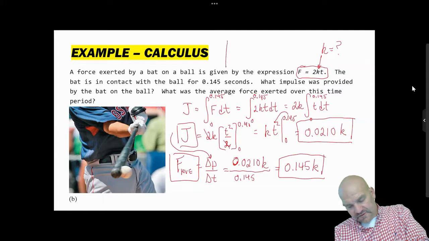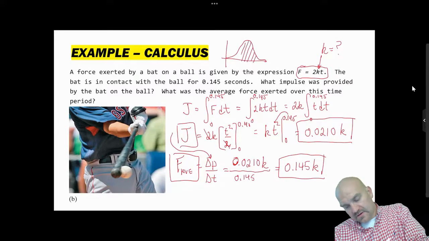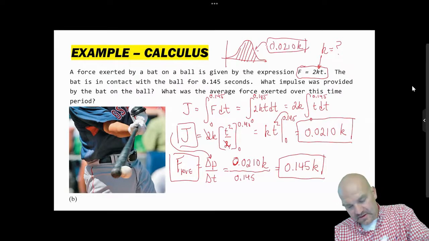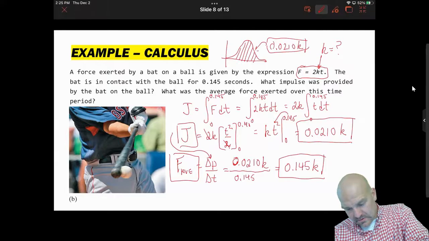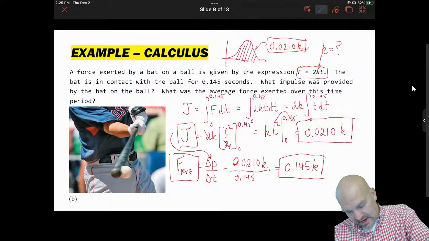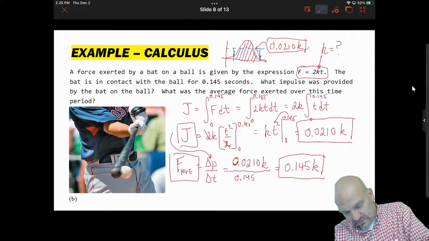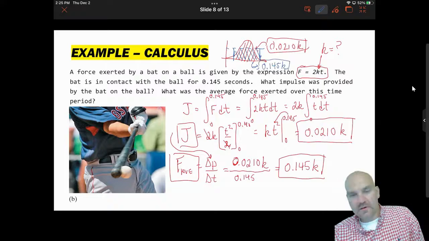If I was looking at a force versus time graph, it would look something like this. This area would be 0.0210 k. And there's my average force: from this period, this blue rectangle would be 0.145 k.